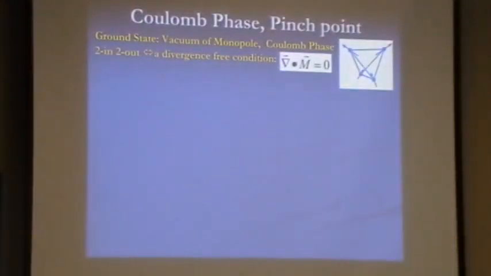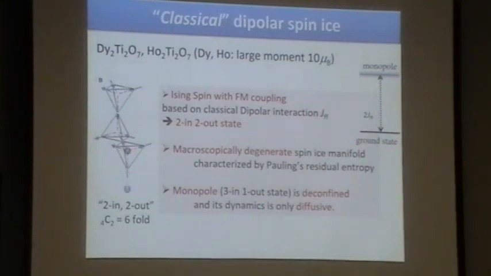At low temperature, if you cool down your system, you of course lose all the monopoles, which are defects. In order to create a monopole, you have to break this two-in, two-out state. So therefore, the ground state is the two-in, two-out states without any monopole, which is what is called the Coulomb phase. And the two-in, two-out state can be described by the divergence-free condition. You don't have any source of flux inside of the tetrahedron. But this is only met locally, and they have a very much fluctuating disorder inside the material.